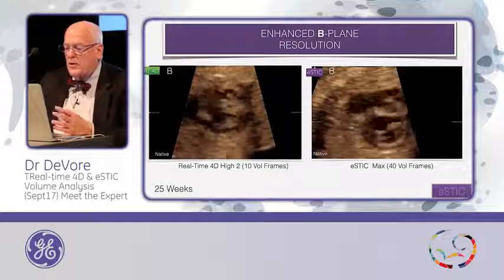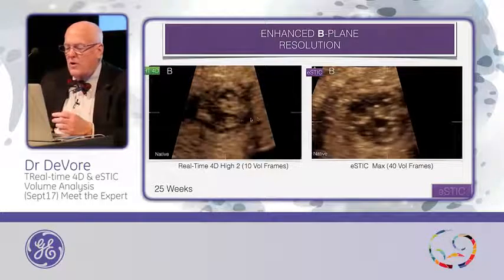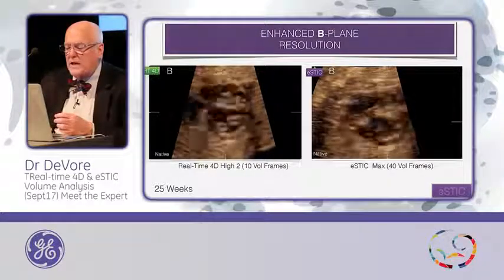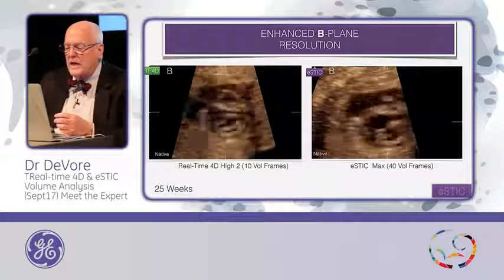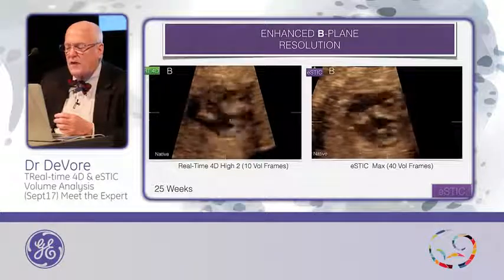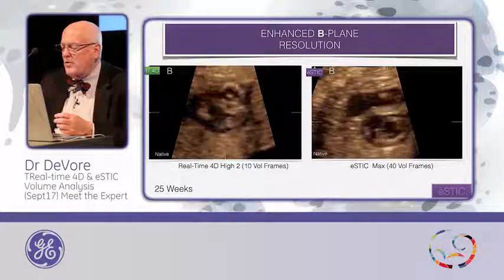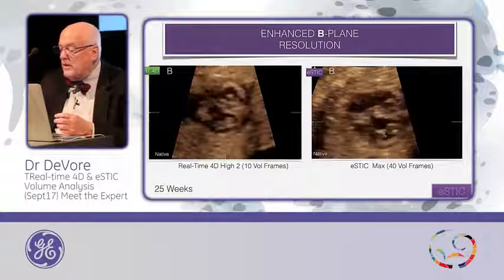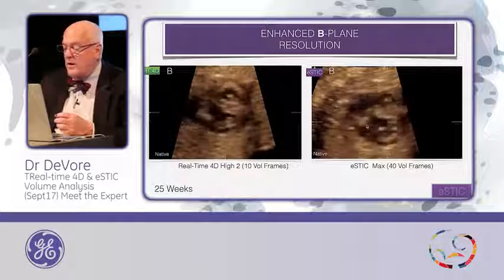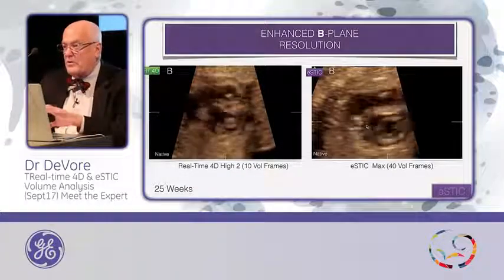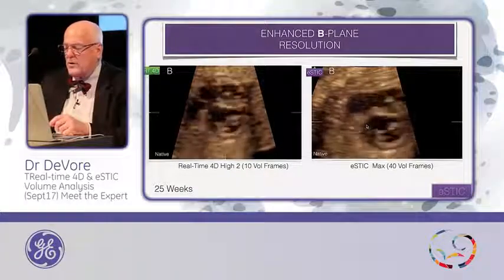Here's the B plane. Now look at the quality again of the B plane. Even though we're in the real-time 4D, I can see the leaflets, like a fish mouth opening of the mitral valve, the tricuspid valve. Here we have the pulmonary valve. Here's the same view with eSTIC, a little bit more clarity involved, a higher frame rate. Again, these are native images. I have not turned on VCI whatsoever.